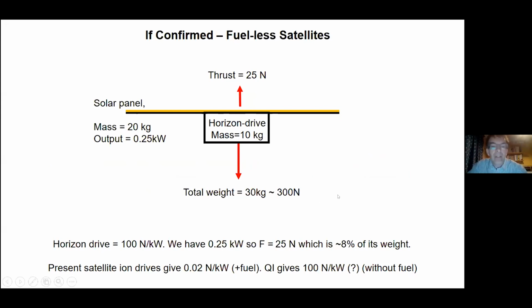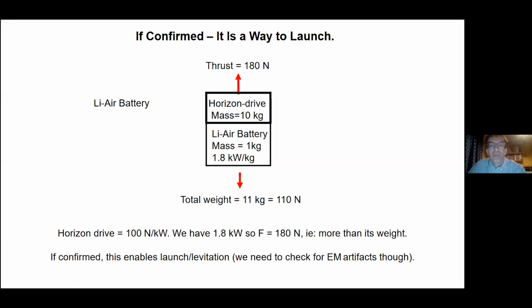This is much better than present satellite ion drives, which give only about 0.02 or 0.1 newtons per kilowatt, and they need fuel. Quantized inertia apparently, well, it should, if this experiment is confirmed, give 100 newtons per kilowatt and without fuel. So obviously much better. It also means we can launch things.